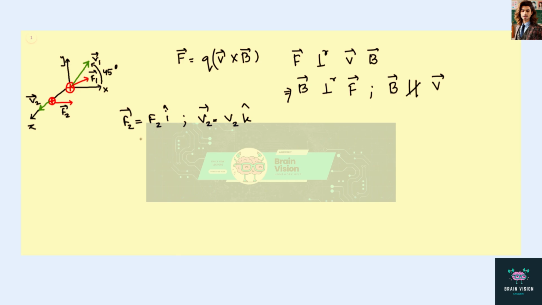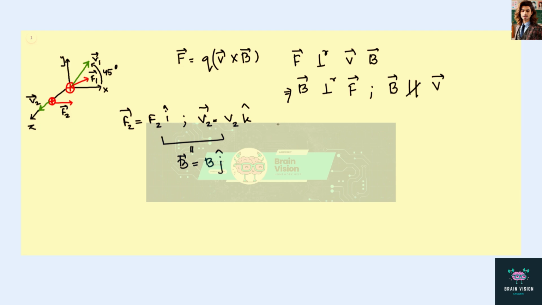The magnetic field vector should be perpendicular to F2 but not parallel to v2. That means the only possible direction the magnetic field can have is along the y direction, because this is the only case in which B can be perpendicular to F2 and at the same time not parallel to the velocity vector v2.